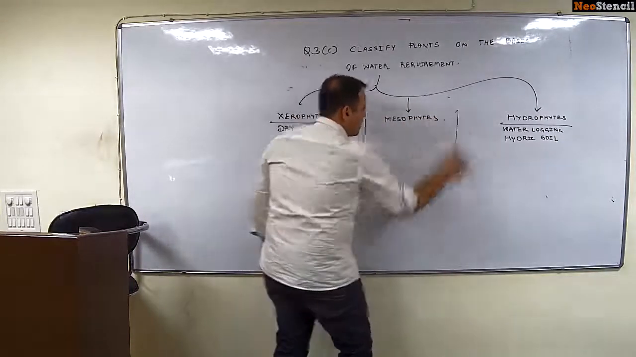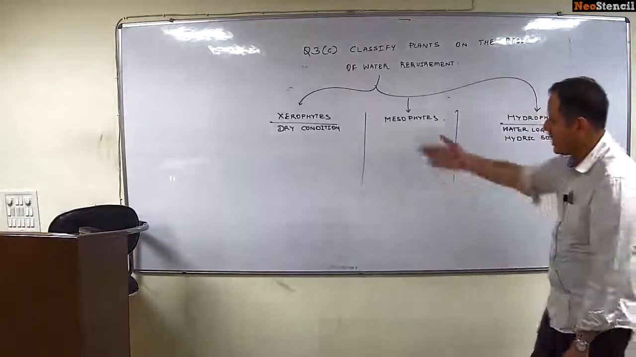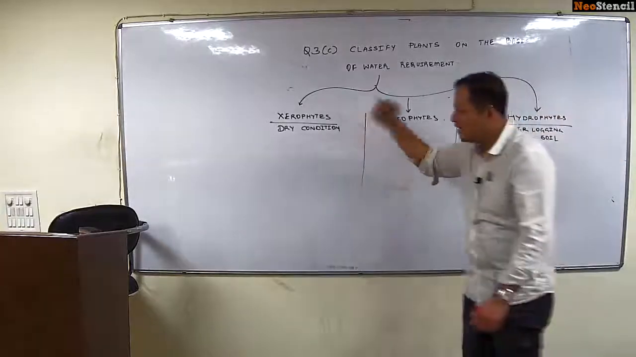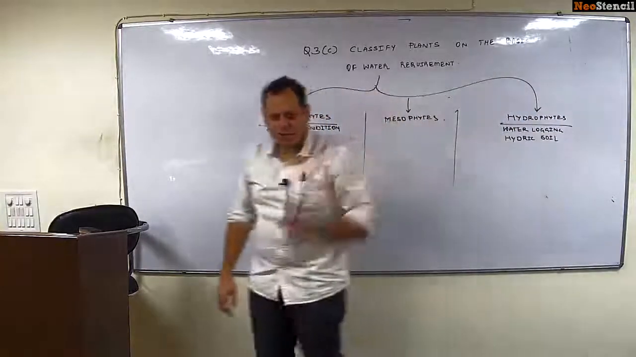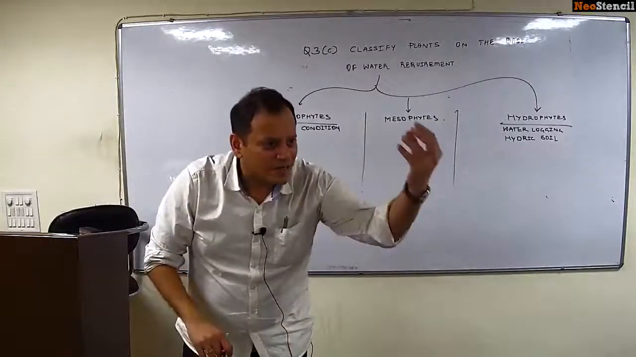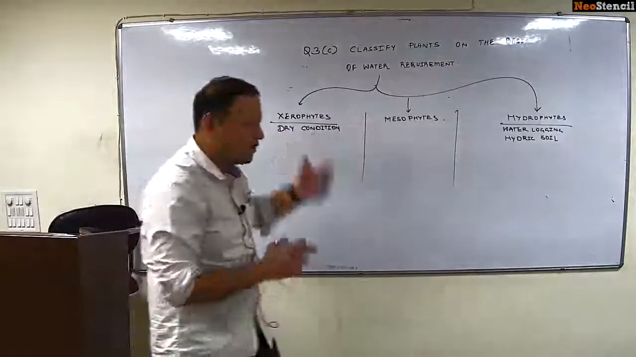And what you have to write in this answer: the classification of plants on the basis of water requirement, adaptation of xerophytes, adaptation of mesophytes, adaptation of hydrophytes. Example, the adaptation of xerophytes: succulent stem, leaves modified to form thorns, less or tiny leaves or no leaves, whatever is the cactus adaptation. Yes, it is a very direct question here.